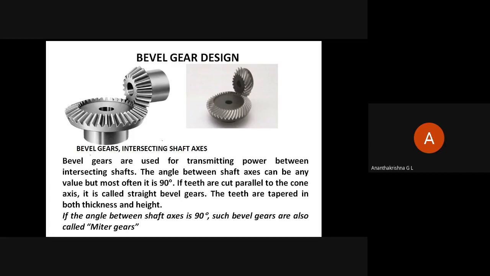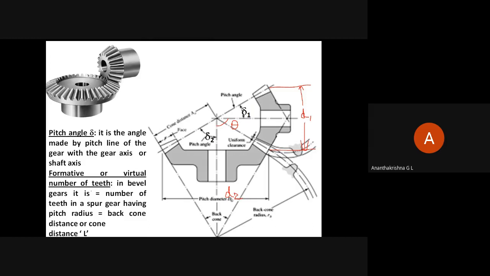Okay, so bevel gears are used for transmitting power mainly between intersecting shafts. Normally the shaft angle is most often 90 degrees, though we can have acute and obtuse angle bevel gears also. If the angle between shaft axes is 90 degrees, then such bevel gears are also called miter gears.